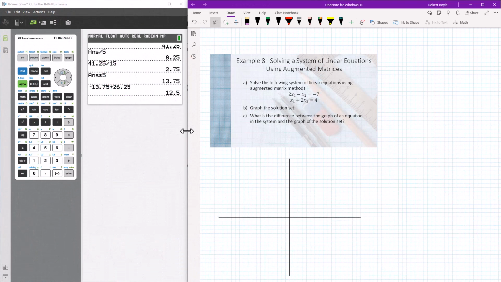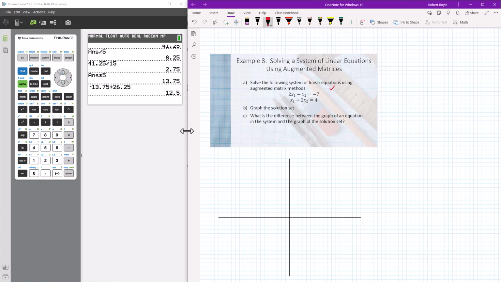And this brings us to example 8. And this is actually kind of like your first homework problem in part B. And here we want to solve the following system of linear equations using augmented matrix methods. Okay, and then we're going to graph the solution set and talk about the difference between the solution set and the graph of one of the equations.